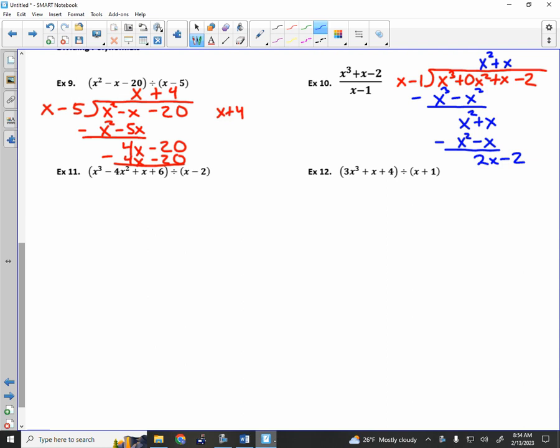And we start again. What do you multiply x by to get 2x? 2. We get 2x minus 2. We subtract and we get 0. So the answer is x squared plus x plus 2.